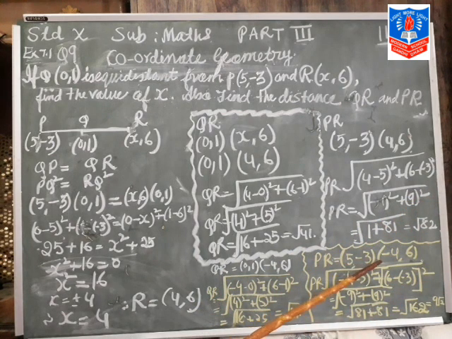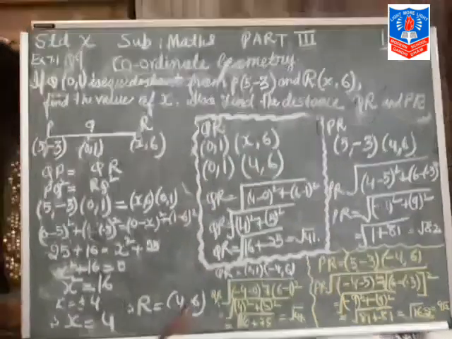Now, PR. P is (5, -3), R is (-4, 6). So minus 4 minus 5, and then 6 minus minus 3. So here minus 9 square, 6 plus 3, 9 square. So 81 plus 81, so 162. So 81 into 2 we can write. So now here also 9 root 2. You can write 162, or you can even write 9 root 2. That is your wish. Clear, children?